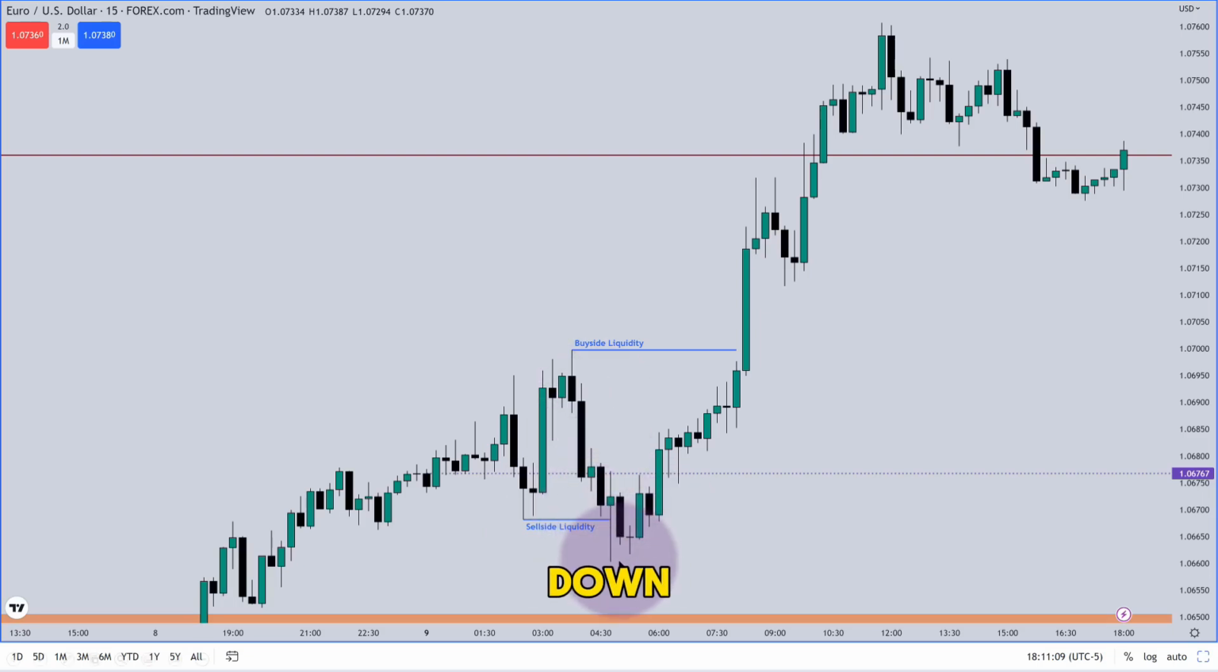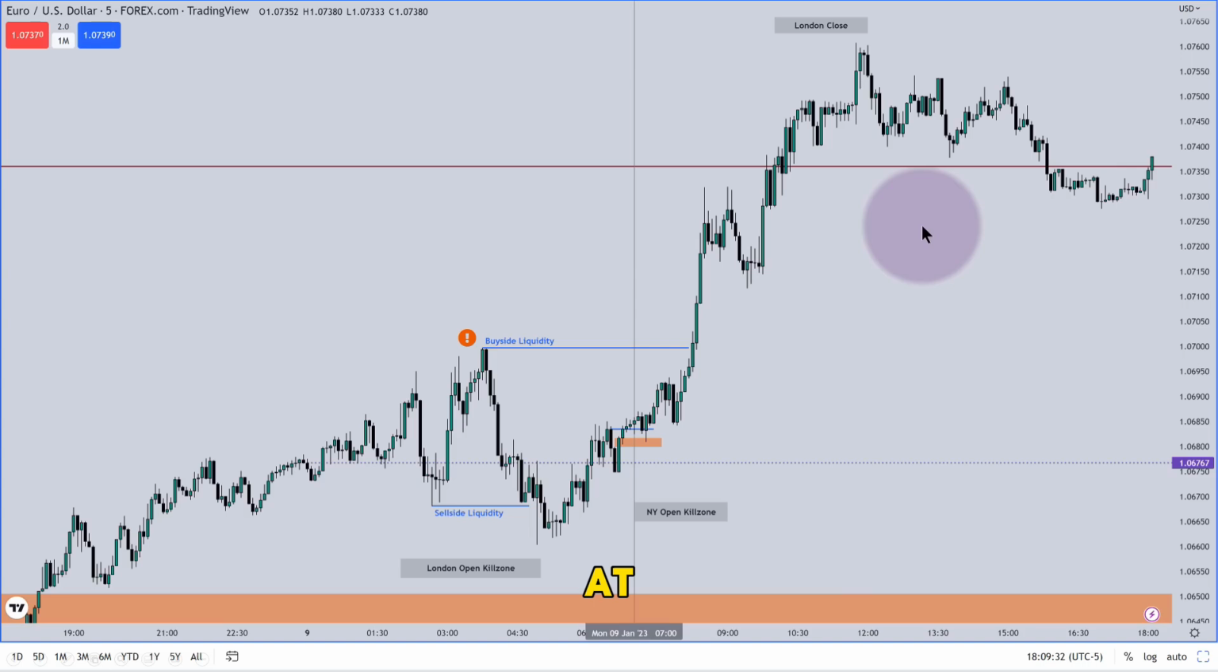So the market drops down in London open, rallies back up, takes out buy side, expands, small little retracement in, and rallies up, creating the high up here. If we look at it on a 5-minute chart, we have the London open kill zone, 2 o'clock to 5 o'clock in the morning, New York local time. Sell side taken, rallies up into 7 a.m., beginning of New York open kill zone.